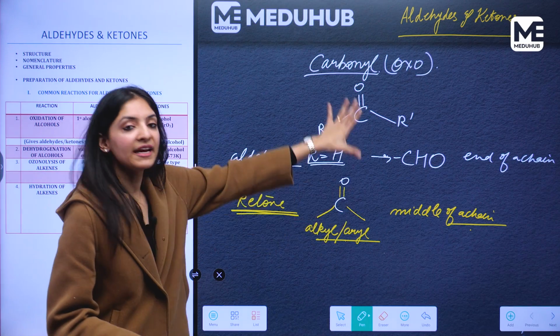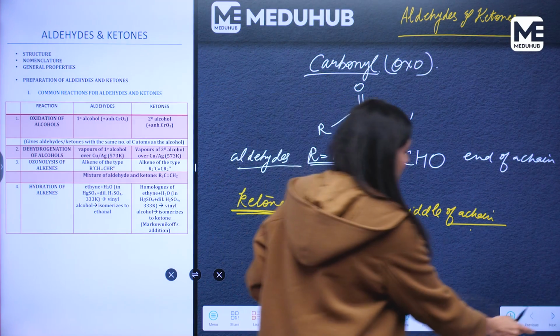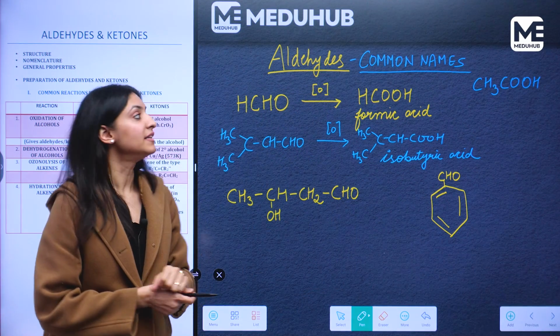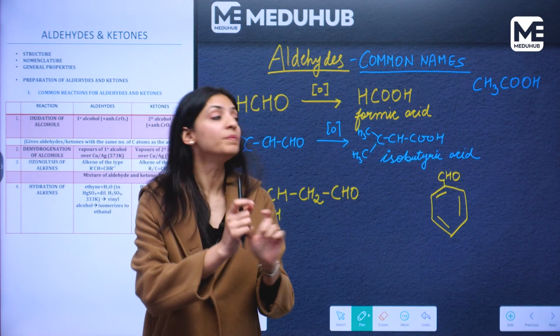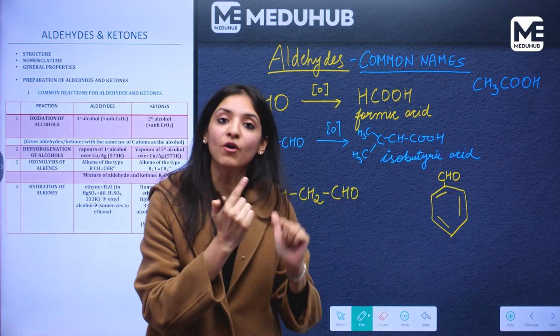So this is what aldehydes and ketones are. They contain a carbonyl carbon. Now let us see how they are named. If we talk about aldehydes, the common names of the aldehydes are derived from the name of the carboxylic acid which they form upon oxidation.